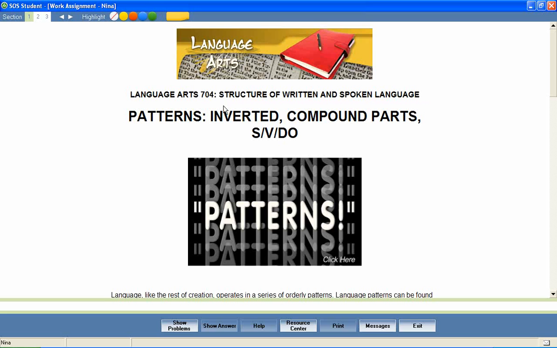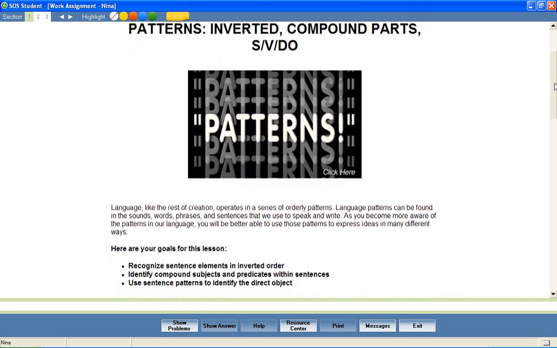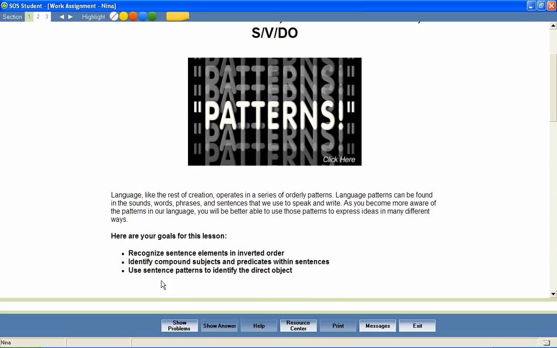In a unit entitled Structure of Written and Spoken Language, let's look at a lesson called Patterns, Inverted, Compound Parts, Subject, Verb, Direct Object. Most Switched On Schoolhouse lessons begin with a brief introduction and a list of objectives for the lesson. These objectives help students stay focused on important lesson content and provide parents with an effective way to measure mastery of lesson content.